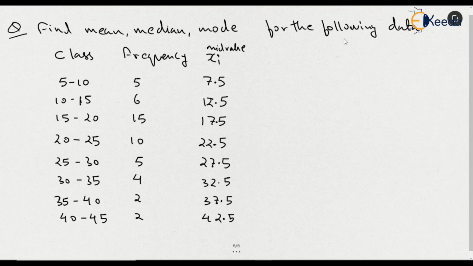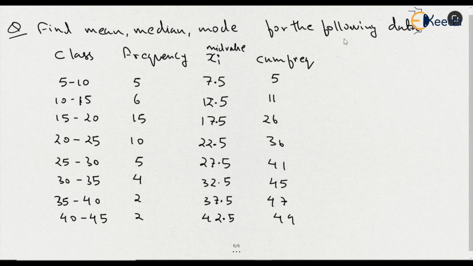Now with this we can also find cumulative frequency. What is this? We'll keep on adding the previous values. So 5 at the beginning it will be 5, and then 6 which will be 11, and 15 which will become 26, and 10 will become 36, and 5 will become 41, and 4, 45, 47 and 49.